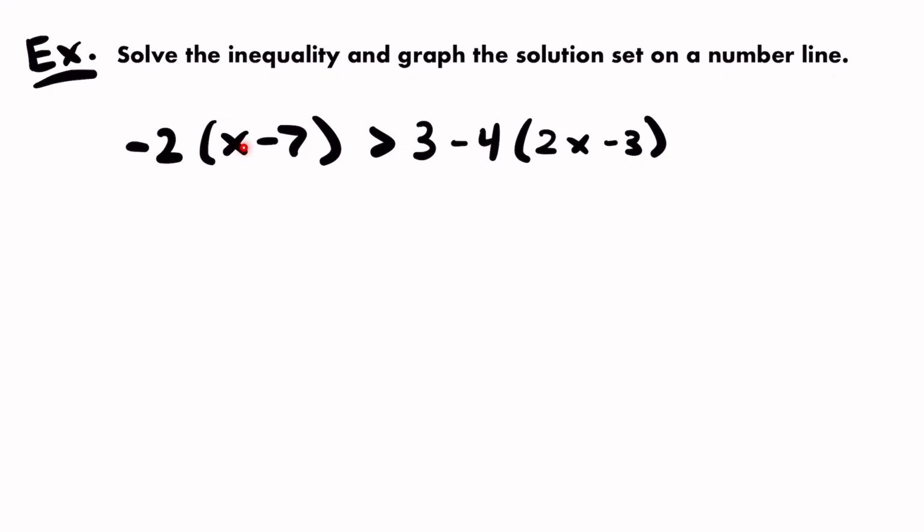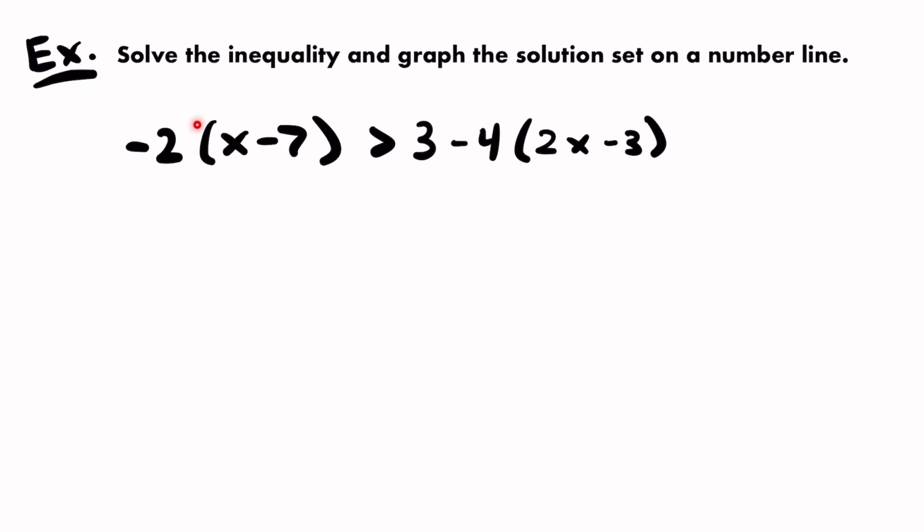Next up, we want to solve this inequality and graph the solution set on a number line. And we're given -2 times the quantity x minus 7 is greater than 3 minus 4 times the quantity of 2x minus 3. Okay, so the first thing I notice about this inequality is that it involves parentheses. As soon as you see parentheses in your inequality, you want to try to remove them, because currently we really can't solve for x when it's inside of those parentheses. We have to get it out by removing the parentheses using the distributive property. So let's do that here.